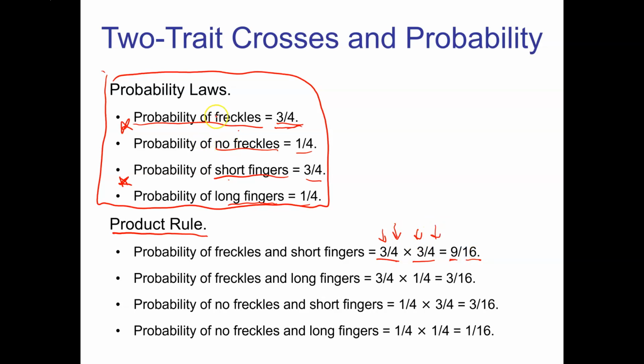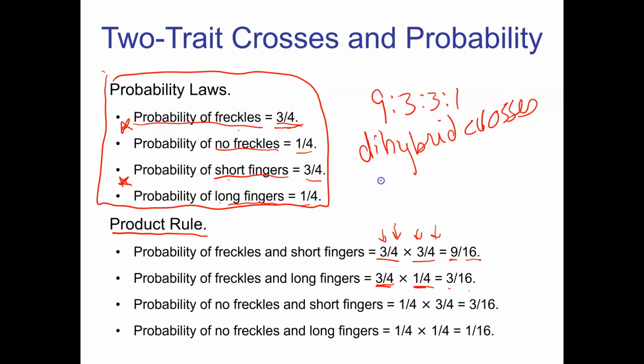So if I want to do freckles and long fingers, I just did short fingers, then I'm going to do 3/4 that are freckles and 1/4 that have the long fingers. And so 3 times 1 is 3, 4 times 4 is 16. And so we're going to get that same 9:3:3:1 ratio, which we see in dihybrid crosses if we are dealing with complete dominance.